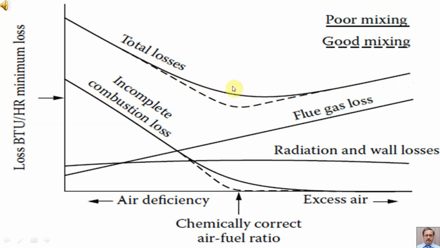The solid line shows poor mixing and dotted line shows good mixing. So if there is good mixing, the losses can be reduced, which is shown here, and it is shown here also. Because of good mixing, proper combustion of fuel shall take place.